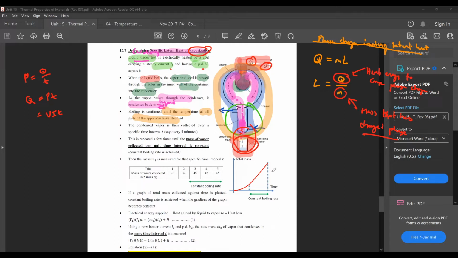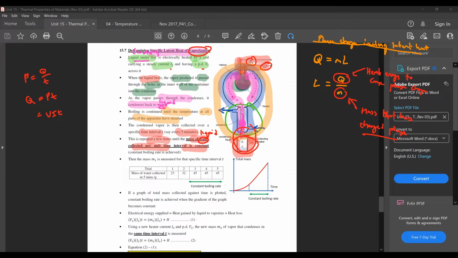All right. Now, when you want to collect the condensed vapor, generally speaking, you tend to collect it over a specific time interval, say maybe every 5 minutes. Now you collect it every 5 minutes until you notice that the mass collected per unit time is constant. The mass of liquid. Okay, until the mass of liquid collected per unit time interval is constant.